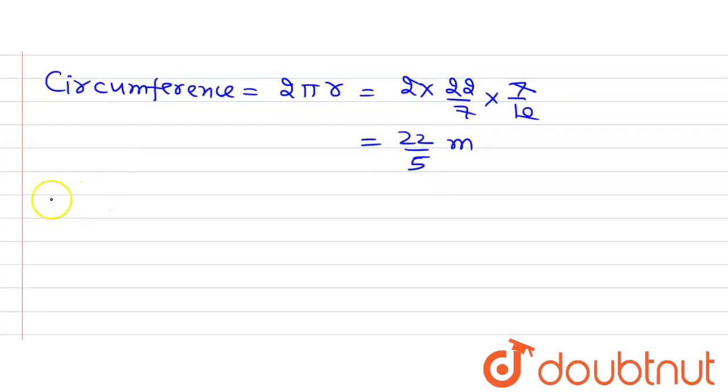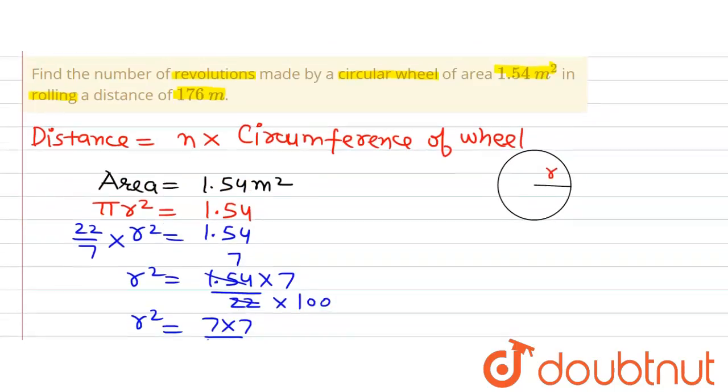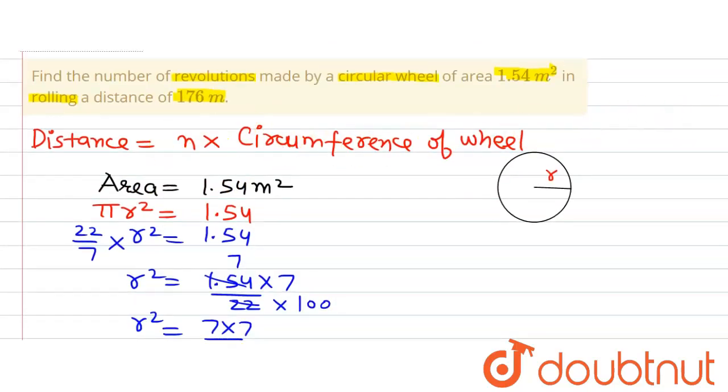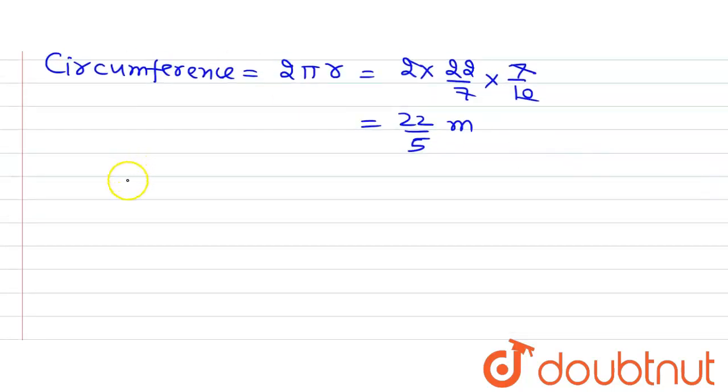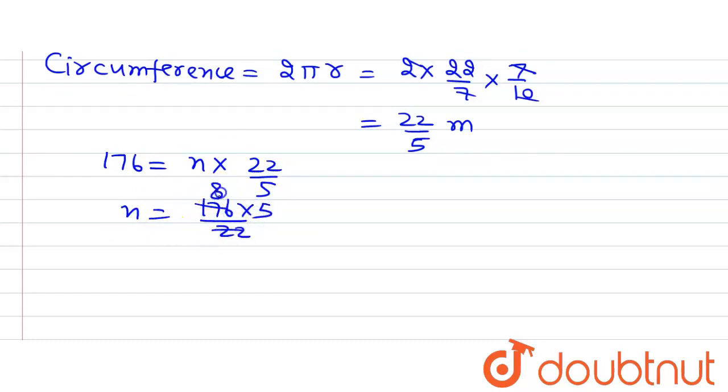Now let's find out the number of revolutions. So we are going to put in the values in the equation that has been written at the top. The distance is equal to n multiplied by the circumference of the wheel. Distance is equal to 176 meter. So 176 meter is equal to number of revolutions multiplied by 22 divided by 5. n will be equal to 176 multiplied by 5 divided by 22, which will give us n is equal to 40 revolutions. So the wheel will take 40 revolutions to cover the distance of 176 meter.